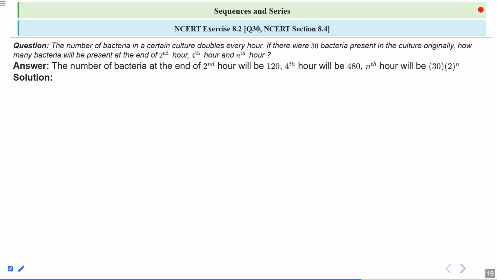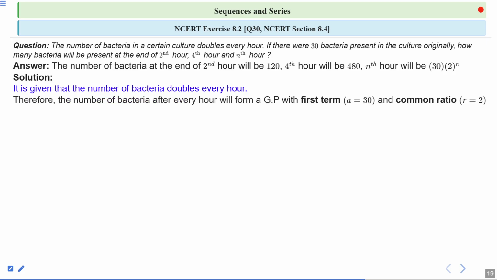So let us see the solution. It is given that the number of bacteria doubles every hour. Therefore, the number of bacteria after every hour will form a geometric progression with first term 30 and common ratio R equal to 2.